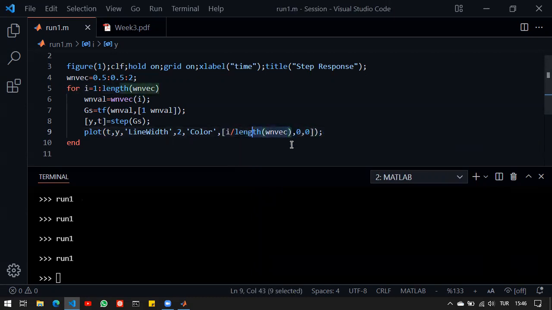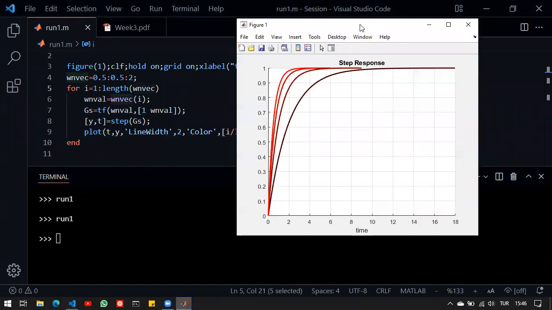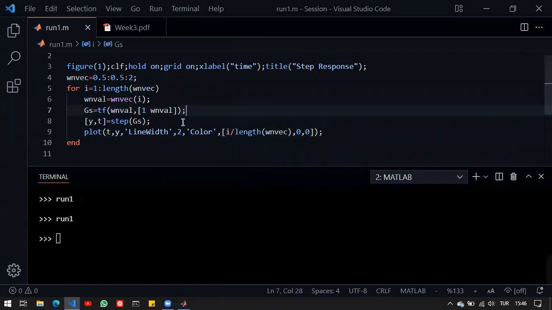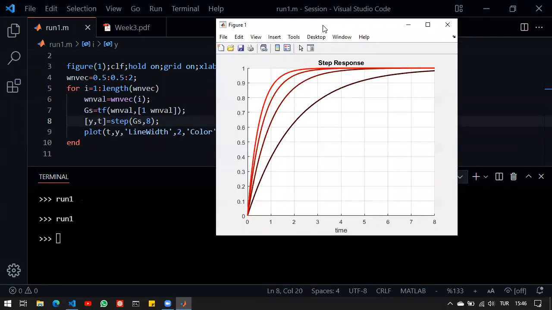And the more, for example, in this case, red it becomes, the higher omega n value I will get. So this association maybe can help me out in understanding what really happens here. So this is basically the effect. Let's also give a final time of, let's say, 8 seconds here. And there we go. Now I can see that for omega n vec 0.5 or omega n equals 0.5, I will have this behavior here, this almost black color here. And if I have omega n vec equals 2, that means that I will have this bright red step response.